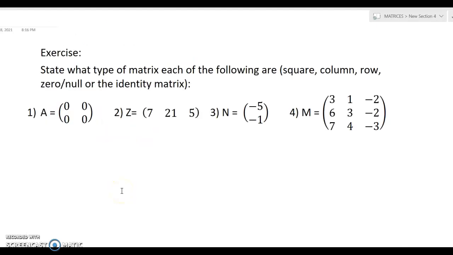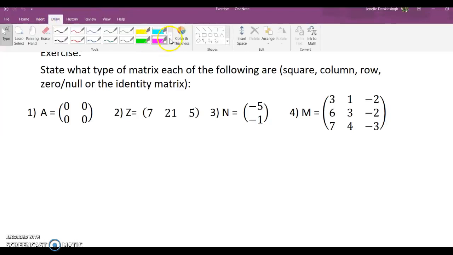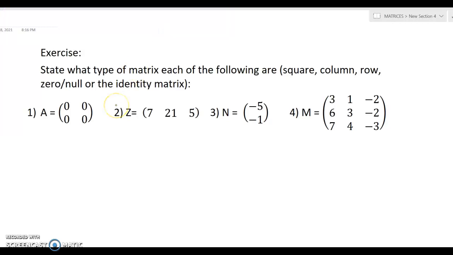All right, we have a small little exercise here. Again, you could pause the video, try it, and then play when you're ready to get your answers, right? And let's just change the color. All right, state the type of matrix in each of the following. What each of the following matrices are. Whether square, column, row, 0 or null, or the identity. So part 1, A, only zeros. So this is a 0 or a null matrix, right?